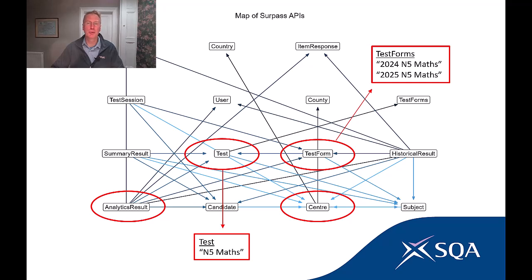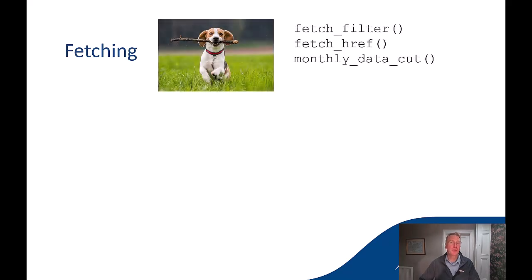So maybe one from 2024, maybe one from 2025. So there was a little bit of understanding the labeling and naming of these APIs before we really dug into the data. And when we do go into the data, we have to do a variety of different things. We first of all have to fetch the data, and there's an obligatory picture of a dog with a stick.